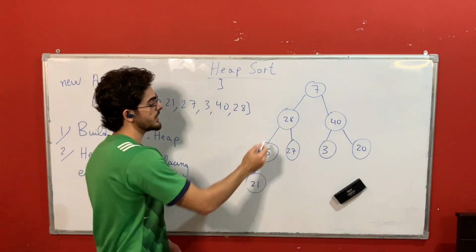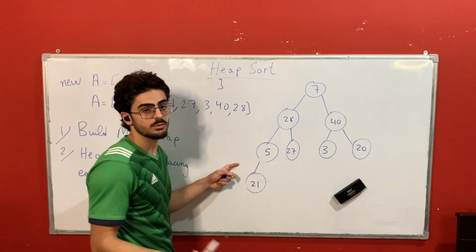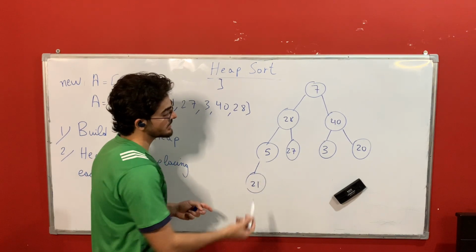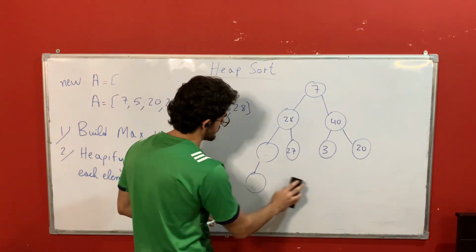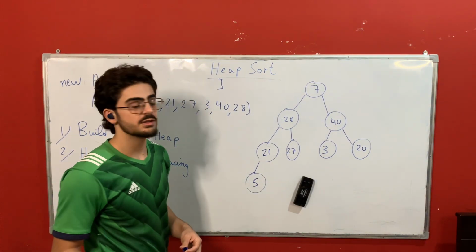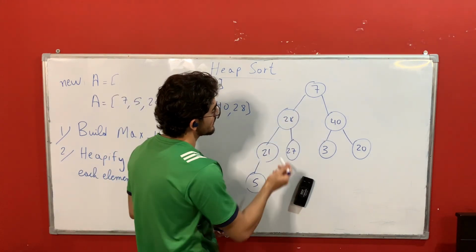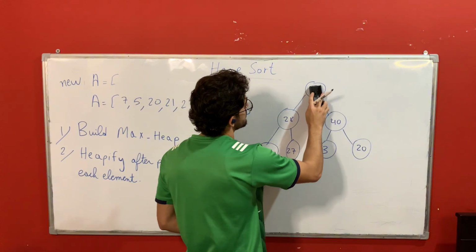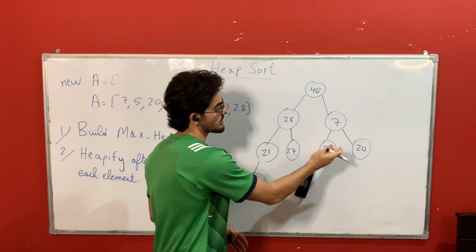After swapping 28 with 5, we repeat the same process for the element that we swapped it with. We find that 21 is greater than 5, so we swap 21 with 5. We do this process recursively. Now we reach the parent element. We found that 40 is greater than 7, so we swap 40 with 7. And 20 is greater than 7, so we swap 20 with 7.